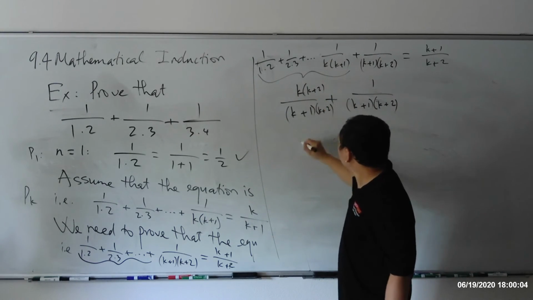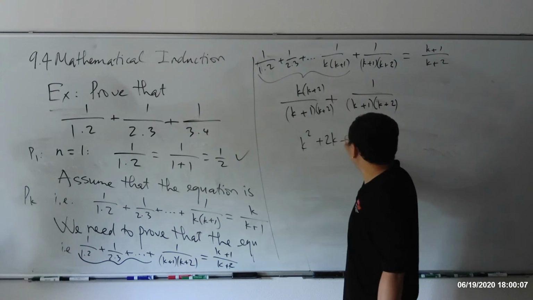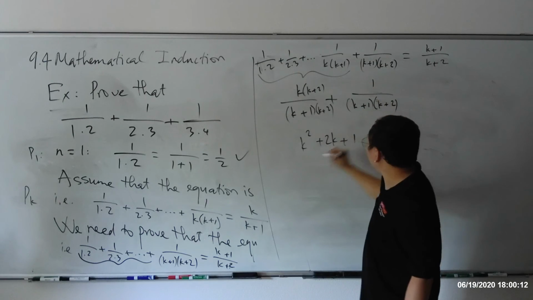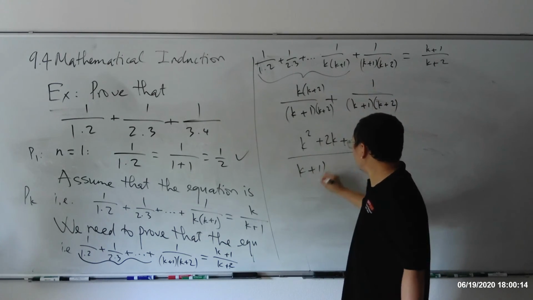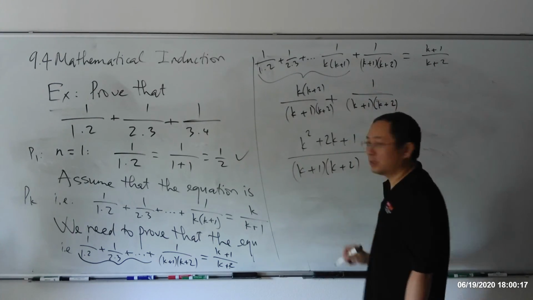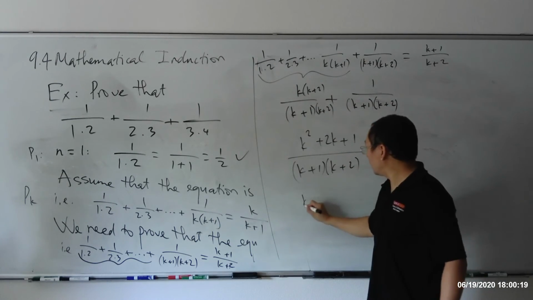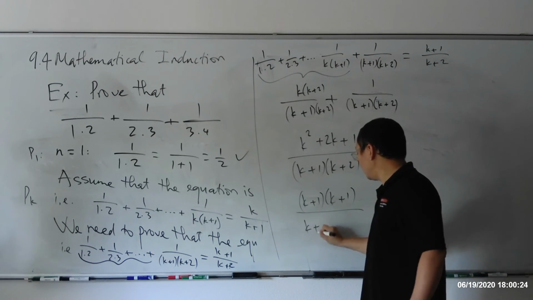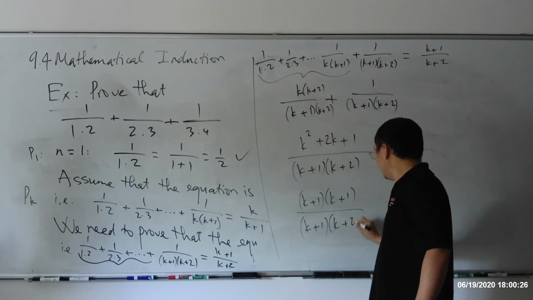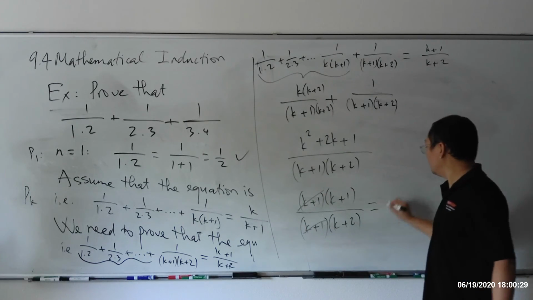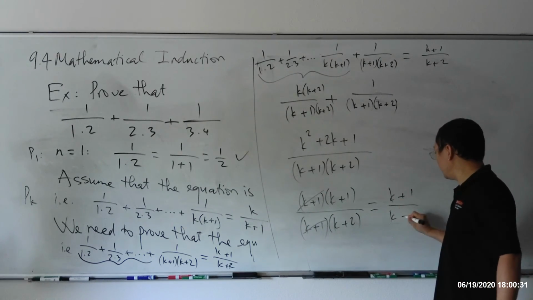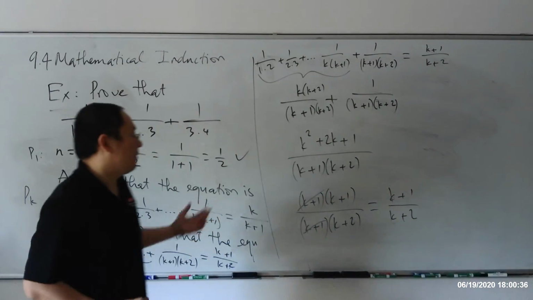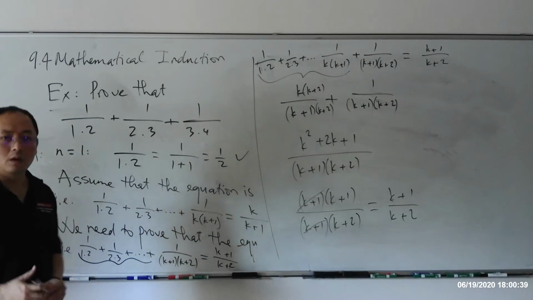So we have what? K squared plus 2k plus 1. I simplify the distribution, k squared plus 2k, and then plus 1 right here, over k plus 1 times k plus 2, right? And then I factor the top out, we get k plus 1 times k plus 1 over k plus 1 times k plus 2. Of course, k plus 1 cancels out. We get k plus 1 over k plus 2, you see? And you can give a conclusion, say what? By math induction, this equation will be true for all n.